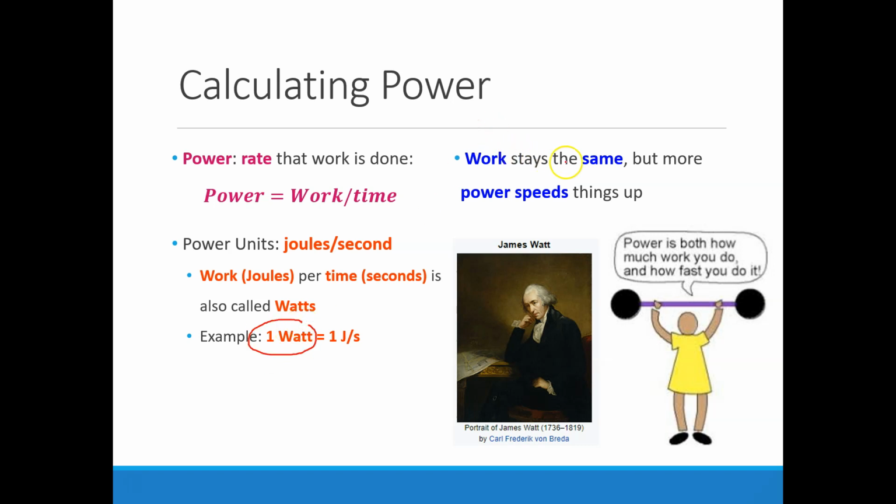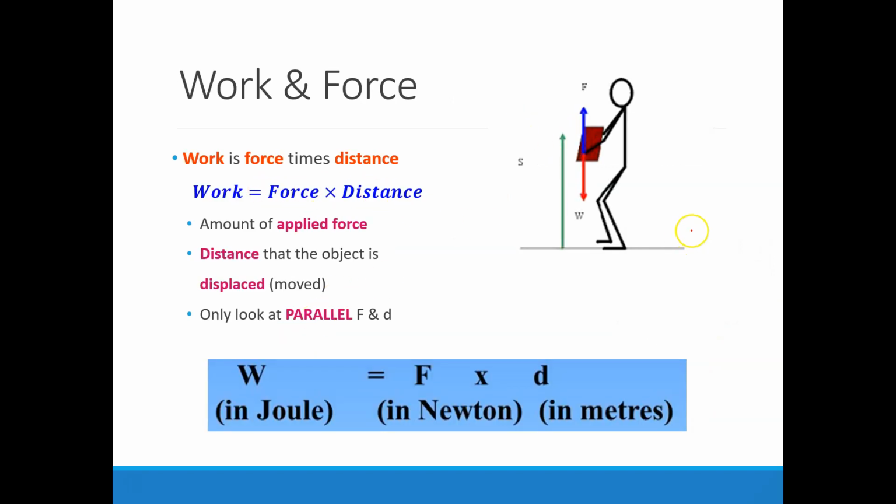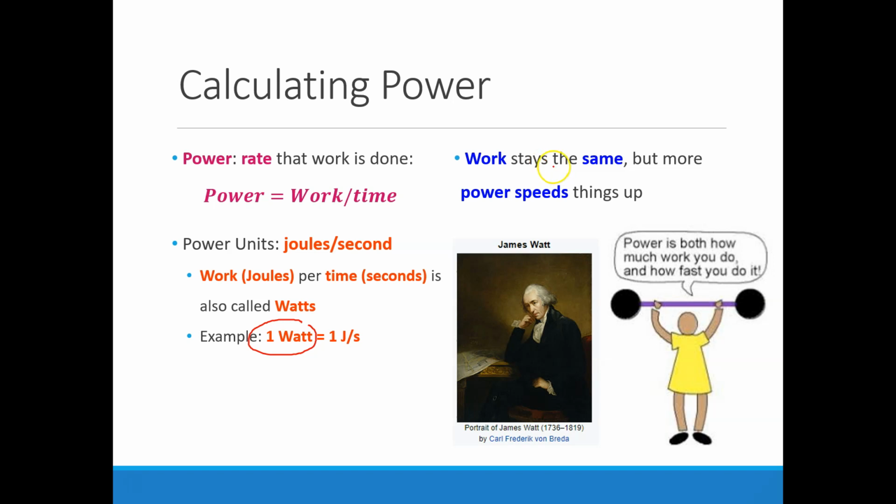Okay. Now, the important thing to understand is that everybody could do the same amount of work, which is just the force and the distance. So using the same force to lift an object the same distance, the work would stay the same. The thing with power, though, is that power actually makes it faster. So when we have things that are happening faster, that actually means that it has more power. So faster means more power.